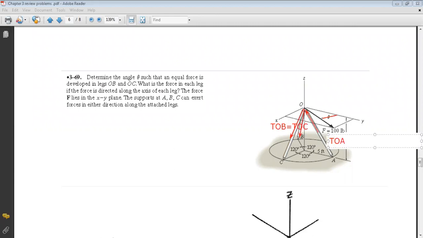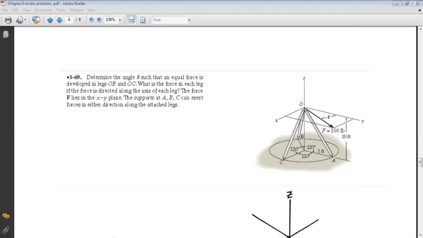In order to find them, I will write the equilibrium equations. Okay, so the whole idea now is to express vectors TOB, TOC, TOA, and vector F. I write the expression of all of these vectors, and I apply the three equilibrium conditions: sum of x equals 0, sum of y equals 0, and sum of z equals 0. I end up with three equations with three unknowns. Okay, so let us try to do together the expression of the forces.